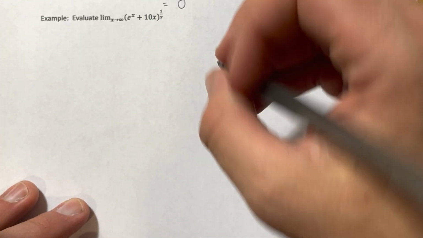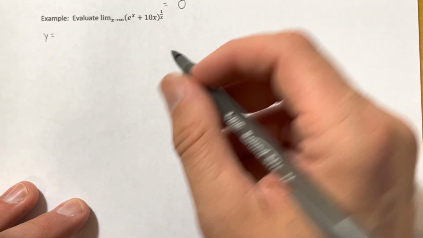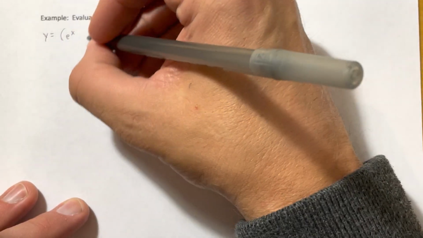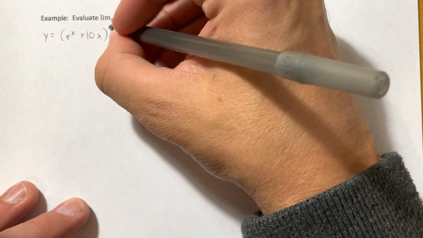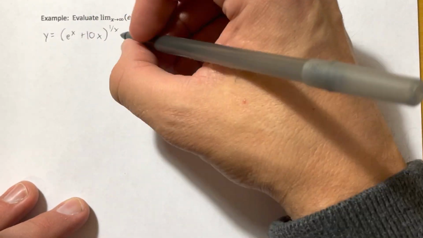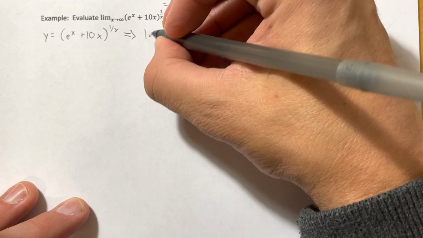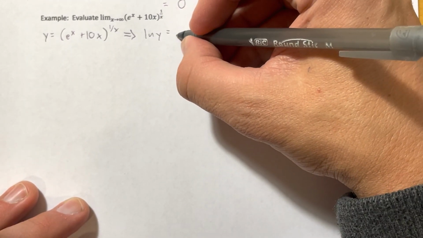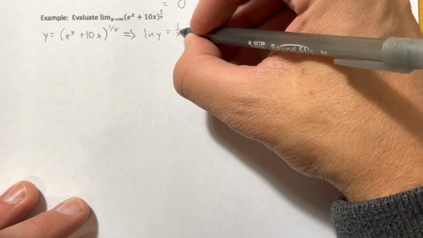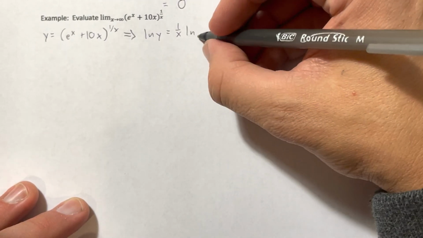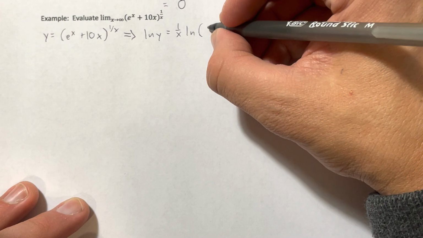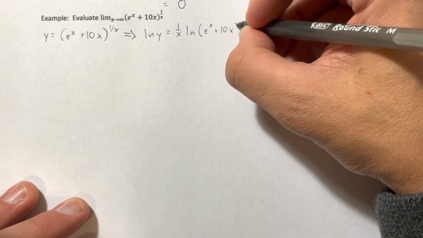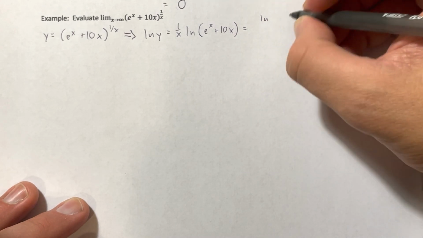So once again, I'm going to define y to equal the expression I'm taking the limit of, e to the x plus 10x to the 1 over x power. Then I'm going to take the natural log of both sides. The natural log of y is equal to, I already know what's going to happen with that exponent property, so let's jump ahead to that. 1 over x times the natural log of e to the x plus 10x.